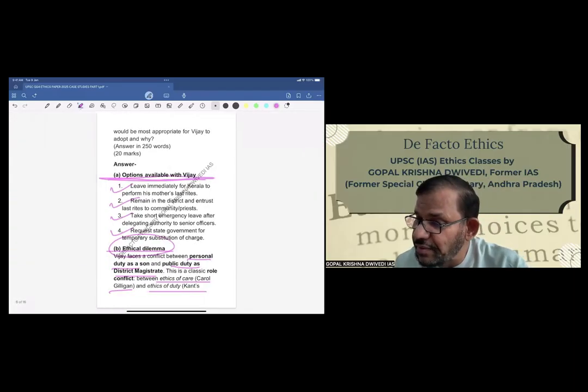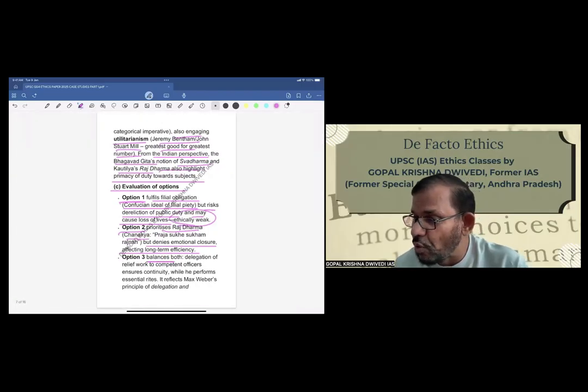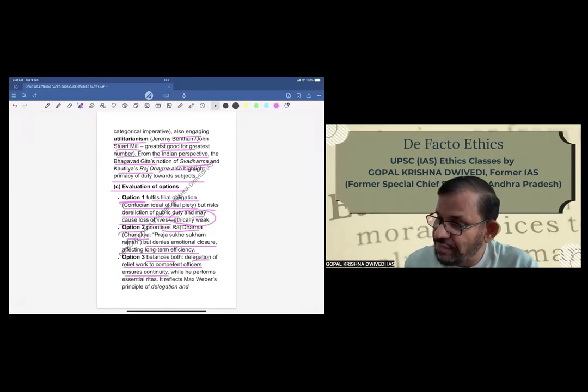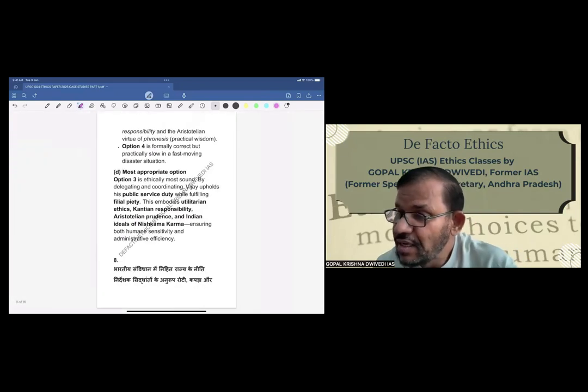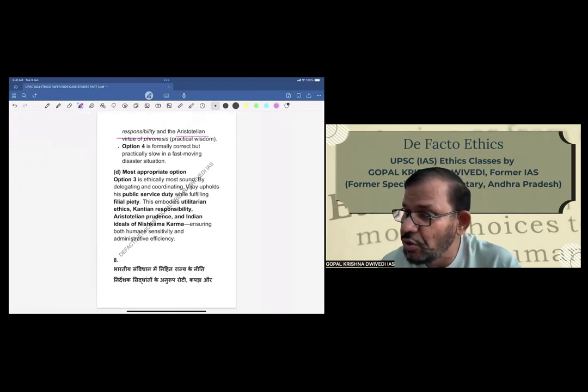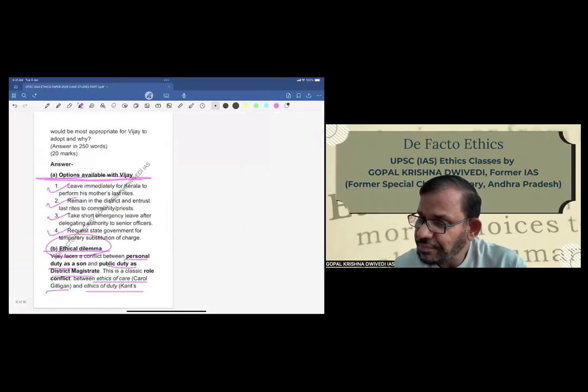What is the third option? Take short emergency leave after delegating authority to senior officers. Balances both. Delegation of relief work to competent officers ensures continuity, while he performs essential rites. It reflects Max Weber's principle of delegation and responsibility and the Aristotelian virtue of phronesis, that is practical wisdom. What is option 4?